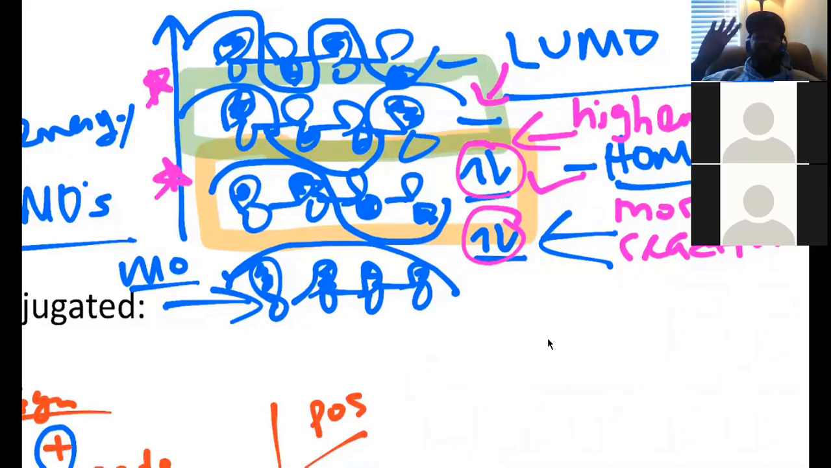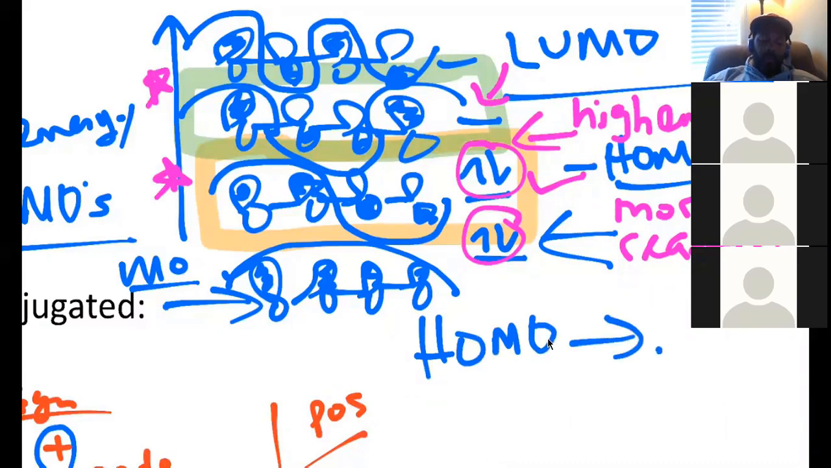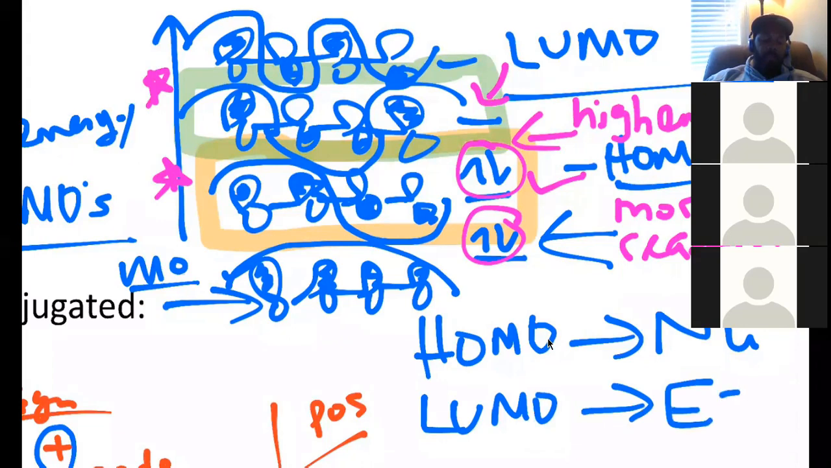And then if it was acting as an electrophile, what do you think it will react through? The LUMO, because it's empty. So the LUMO can accept electrons. Let me write that down for you. When the molecule is acting as a nucleophile, it's going to react through the HOMO. If it's acting as an electrophile, then it's going to react through the LUMO. Does that make sense?